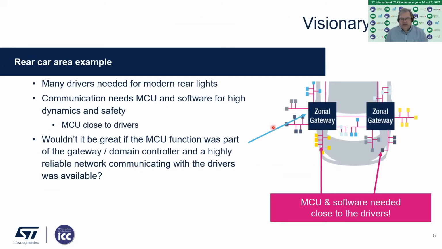Therefore, we said, okay, let's look at the rear car as an example of what is going to happen in the future, even today. I mean, we see that already on the roads. So how does it look in the rear section of the car? When we look at modern car lights, modern rear lights, we see that there are many animations going on. I mean, we know these animated turn indicators, we see the coming home and light animation and so on.